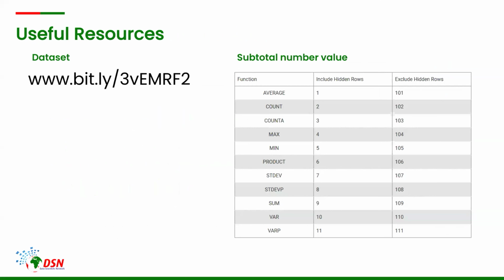So this is where the data we will be using today is. This is where it is. Bitly, you can go ahead and download it. I already have it downloaded on my computer. 3D, big E, big N, big R, F, and 2. So that is where the data is.